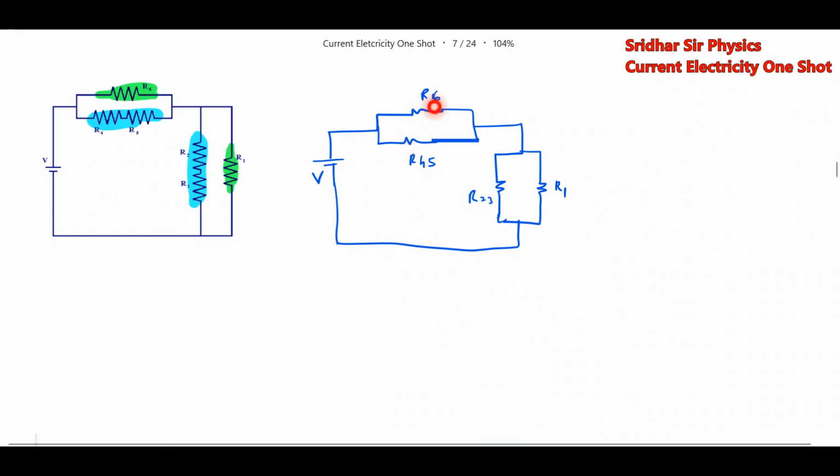Now what about these two? These two are in parallel. These two are in parallel and that effective will be in series. Identifying series parallel is important. So if I go for current division, it will be like this. Here IA, IB, the same current, here IC and ID.